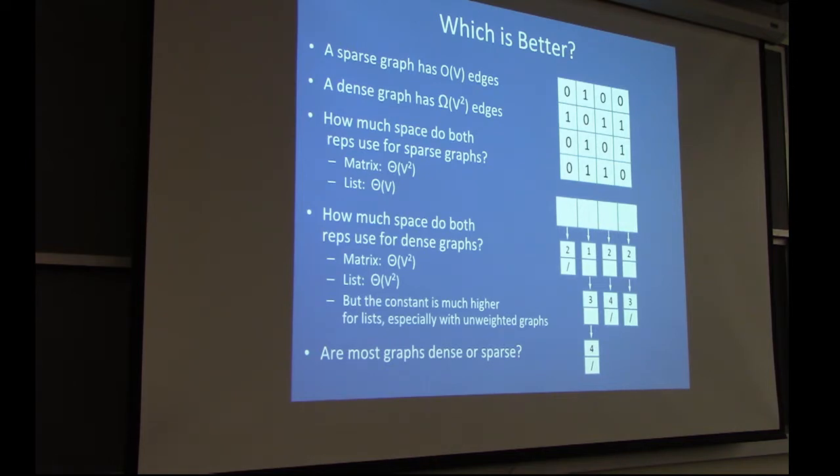So let me start by asking this question. What's more common in nature, in reality? Sparse graphs or dense graphs, when you're modeling things from the real world? Well, let's start with the World Wide Web. Is that a dense graph or a sparse graph? Extremely sparse.